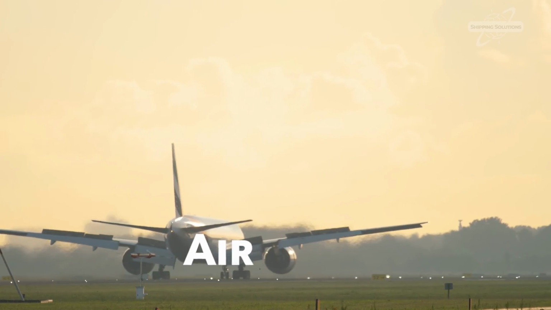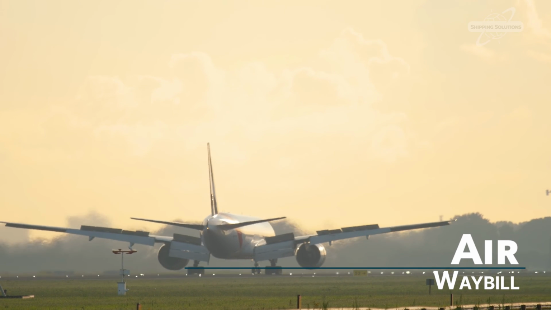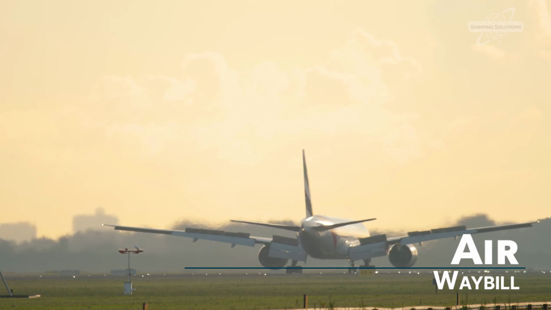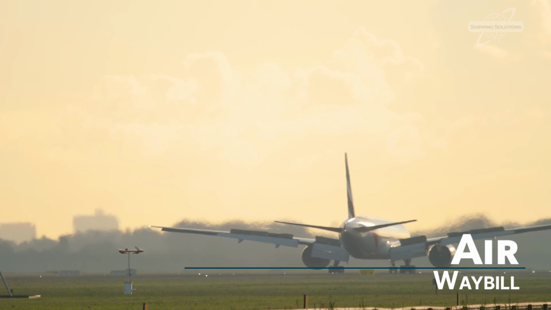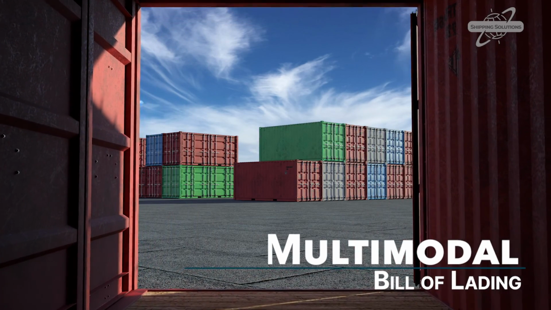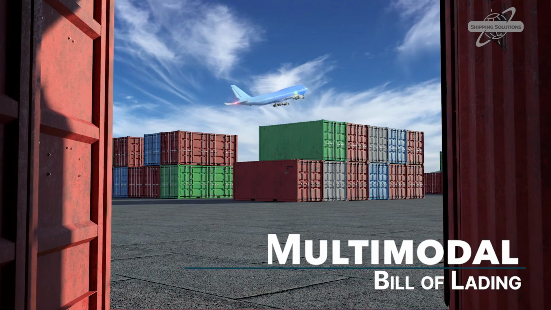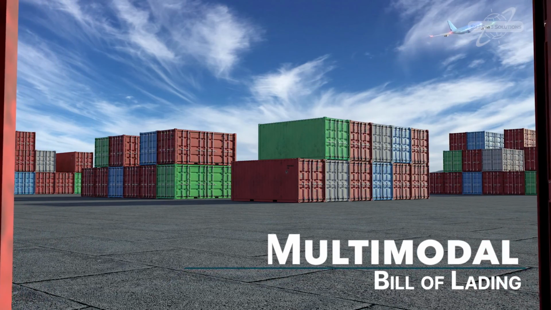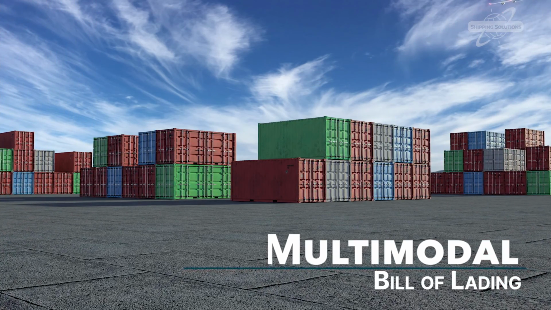An airway bill is the equivalent of an ocean bill of lading, but it is used for air transport. In addition, unlike the ocean bill of lading, an airway bill can never be negotiable. A multimodal bill of lading may be used when there are various methods of transport required to move your goods to their final international destination. When used, it replaces the need for separate bills of lading for each leg of the journey.